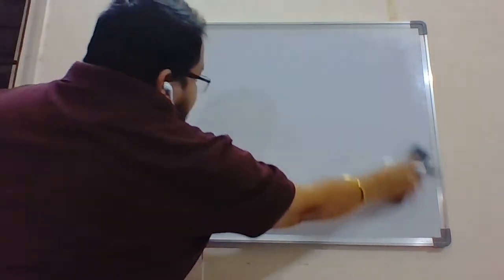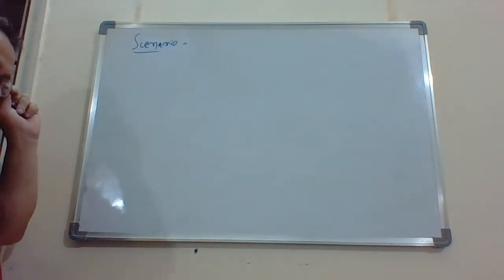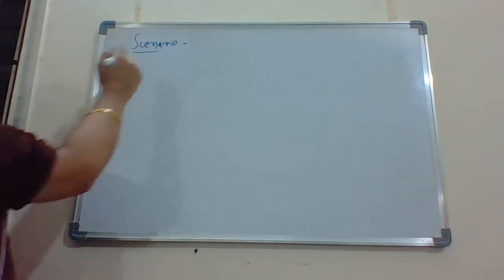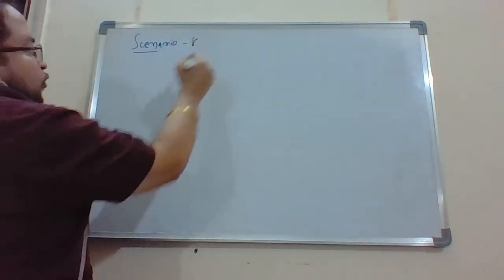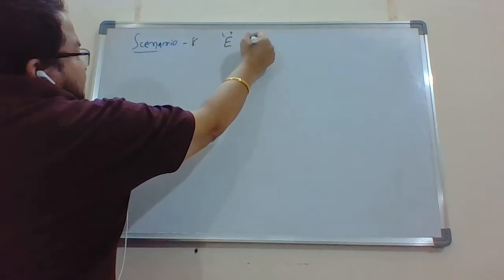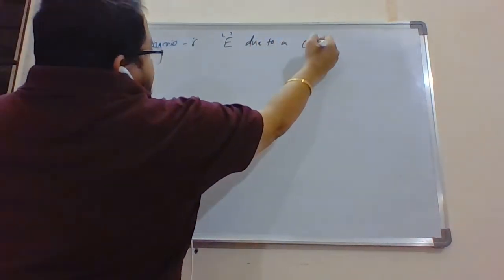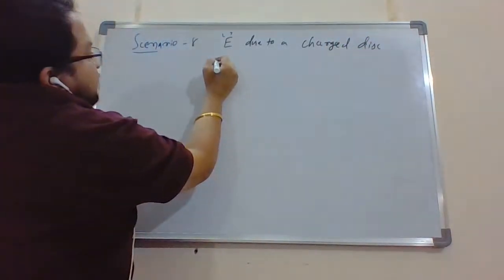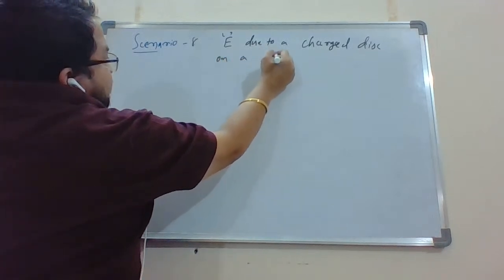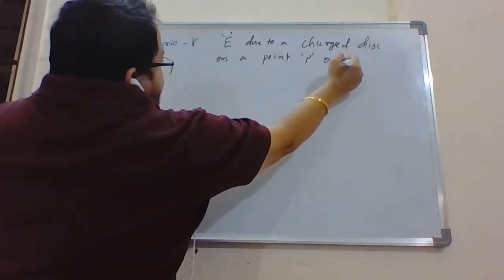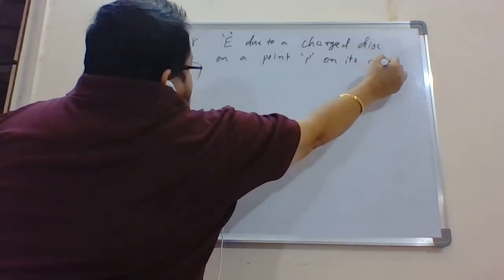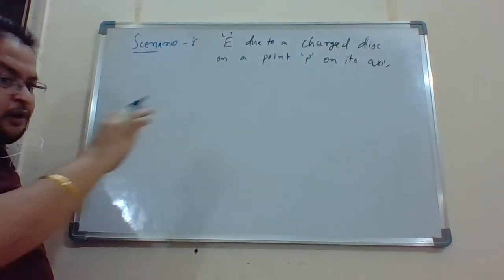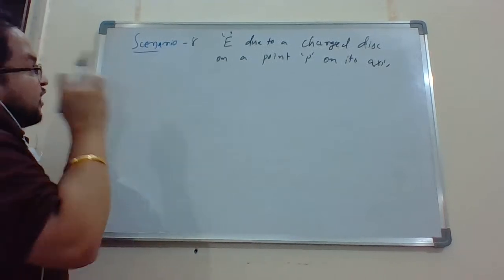Okay. Next scenario. Let us go to one more scenario. Okay, scenario 8. Let us try to find out the electric field intensity E due to a charged disk on a point P on its axis.